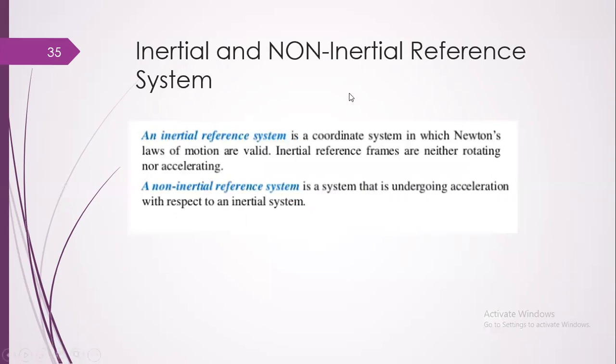Inertial and non-inertial reference systems. An inertial reference system is a coordinate system in which Newton's laws of motion are valid. Inertial reference frames are neither rotating nor accelerating. And a non-inertial reference system is a system that is undergoing acceleration with respect to an inertial system.